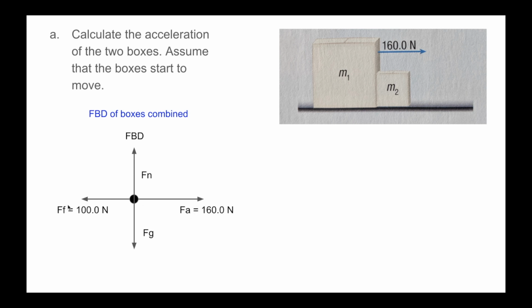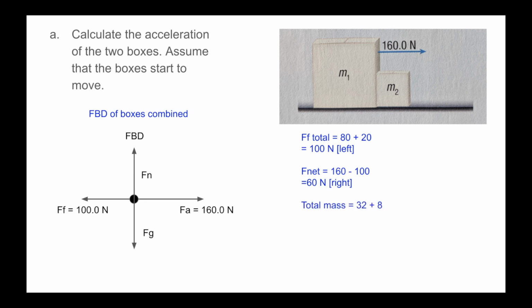Now, you'll notice over here, the frictional force that I've labeled is also the combined frictional force, because there were 80 newtons acting on box 1 and 20 newtons acting on box 2. So the total frictional force acting on the combined masses is 100 newtons, which means that the net force acting on the combined masses is 60 newtons, because there's 160, but there's 100 of friction counteracting that 160. So the net force is 60 newtons to the right.